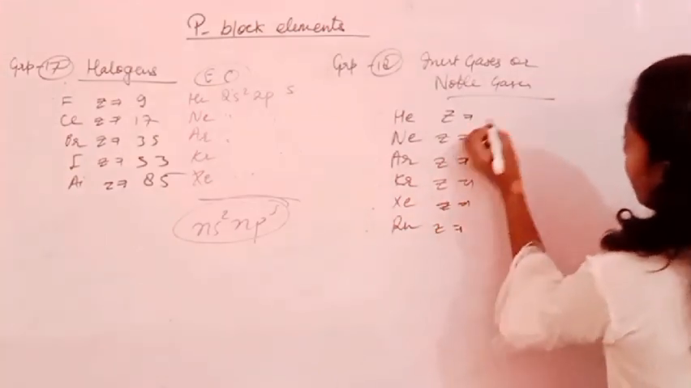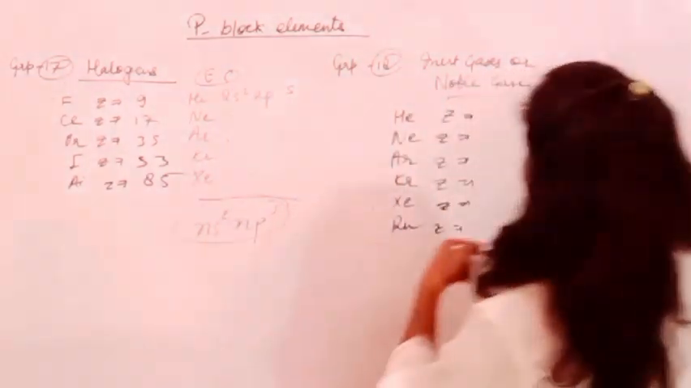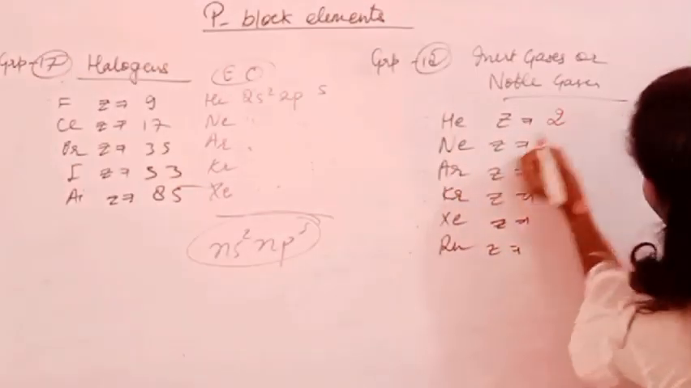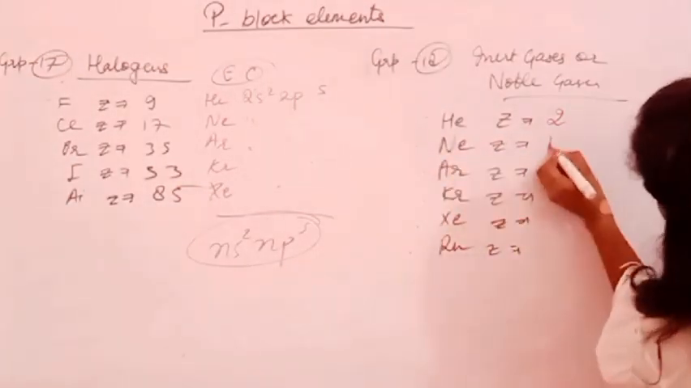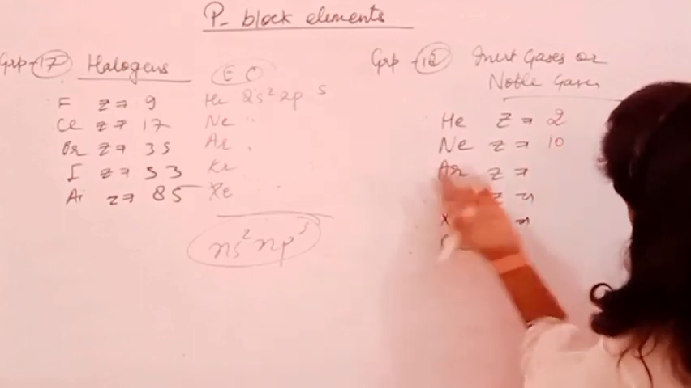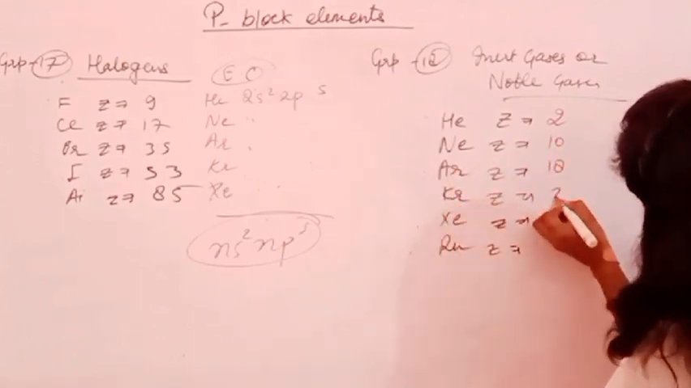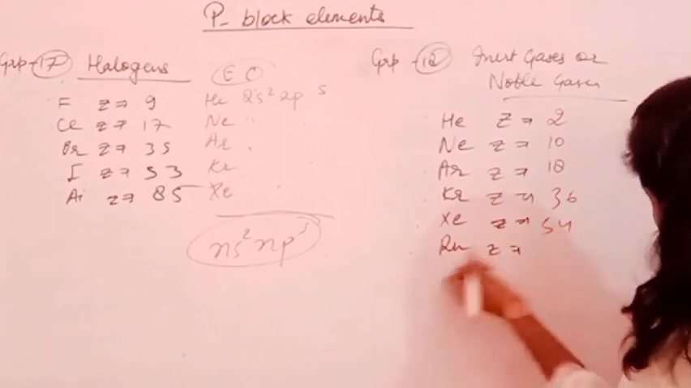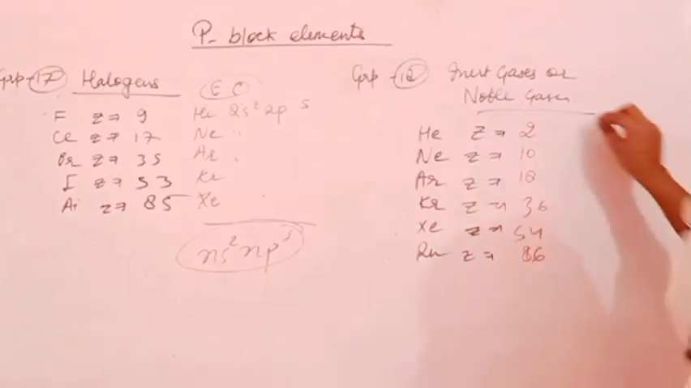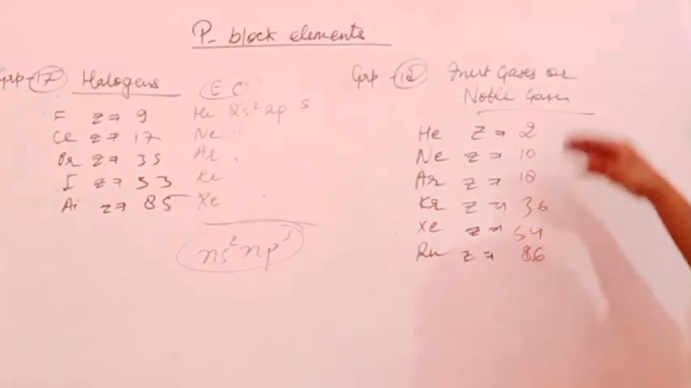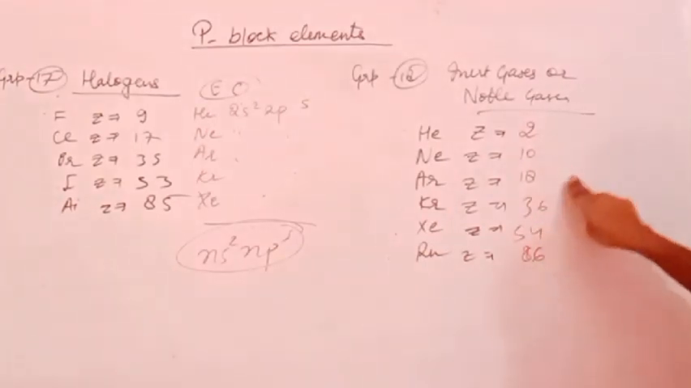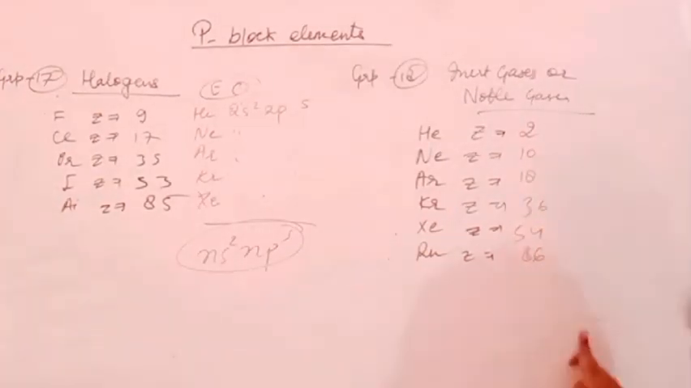Well, Z for all of them is like this: helium is 2, neon is 10, argon is 18, krypton is 36, xenon 54, radon is 86. So if you directly memorize them, that's going to be great. And again the same trick you would be using: 8 plus 18 plus 18 then 32 and 32.